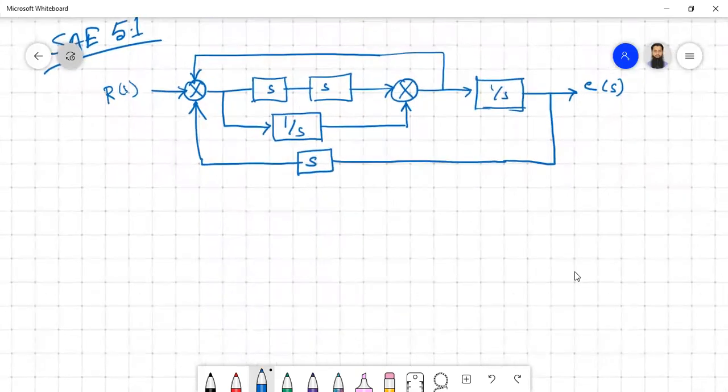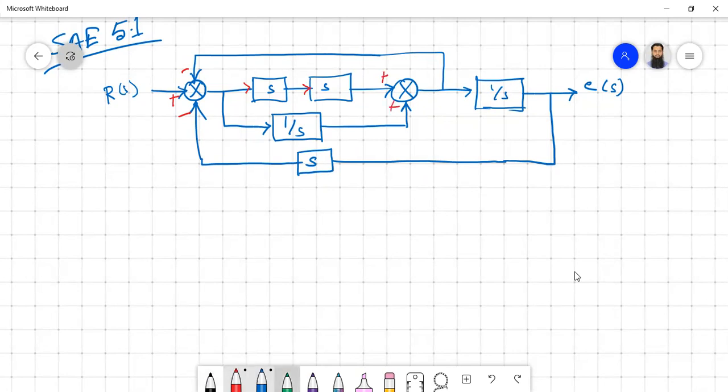Okay, let us focus on your example, skill assessment example 5.1. So these are the things that have been provided. Now we have to reduce it into a single block. I was saying, but I was not following: it is always important to give the signs and arrows properly, otherwise it can represent something else. So we have to be careful.